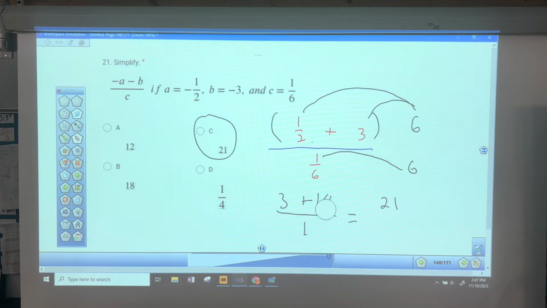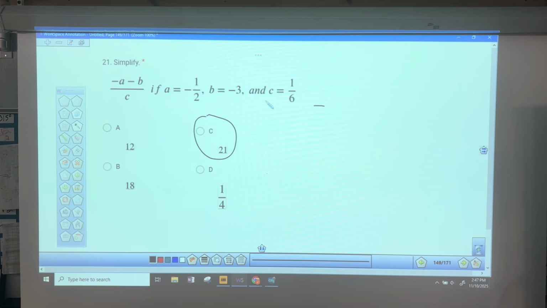Let me do it another way. A couple of ways I can do this. Negative negative 1/2 minus negative 3 all over 1/6. So this is going to turn into positive. This is going to turn into positive. 3 plus 1/2 is 3.5 divided by 1 over 6. I'm going to keep it, flip it, change it to 3.5 times 6.